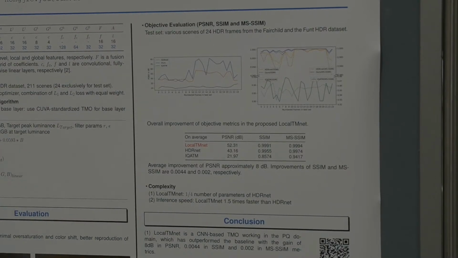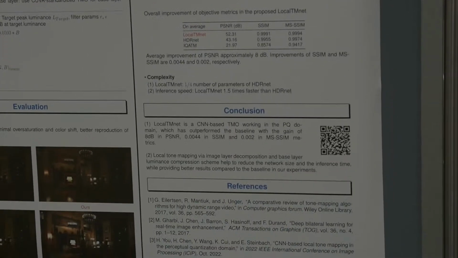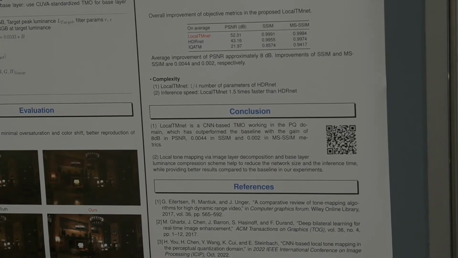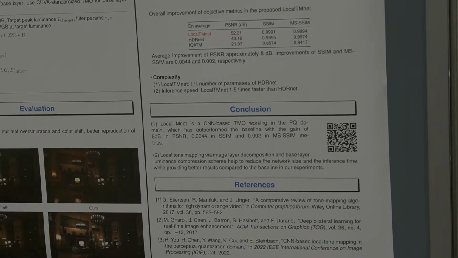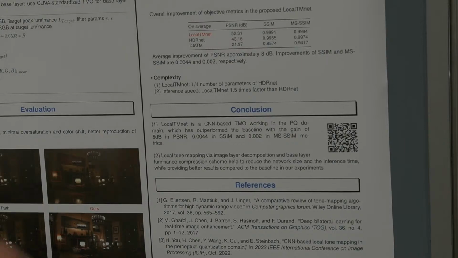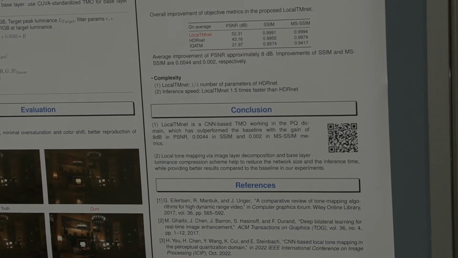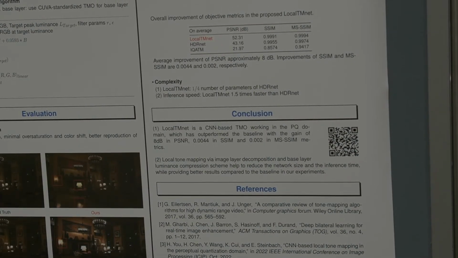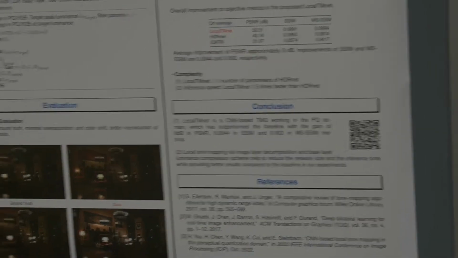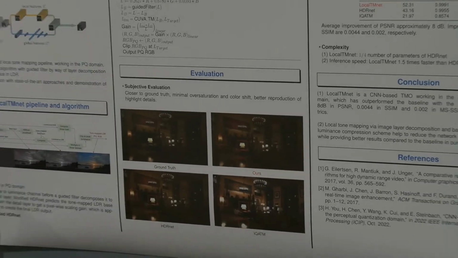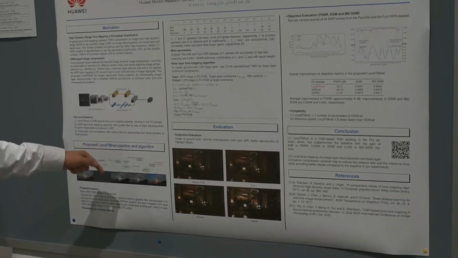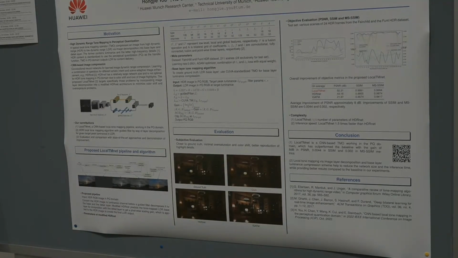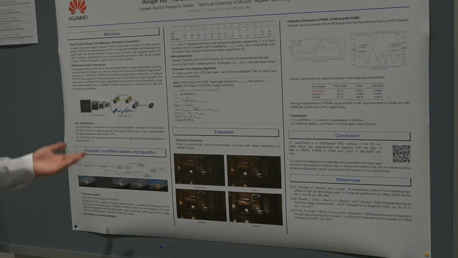So to conclude this paper, what we propose here is a local TMNet. It is a CNN-based tone mapping operator working fully in the perceptual quantization domain, which outperforms the baseline with a gain of 8 dB in PSNR on average, and also gains in SSIM and MS-SSIM. Our local tone mapping is done via image layer decomposition. In the decomposition, we have the base layer, and by compressing the base layer luminance, this scheme helps to reduce the network size and the inference time, while providing better visual results compared to the baseline in our experiment.